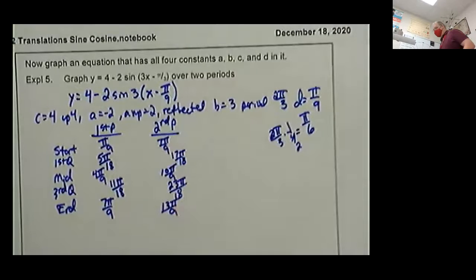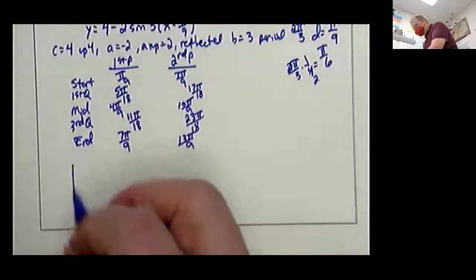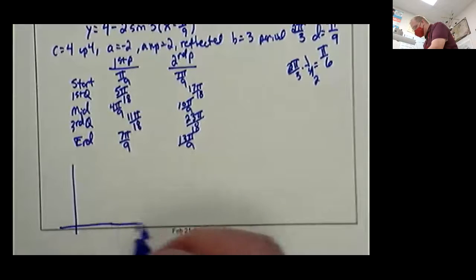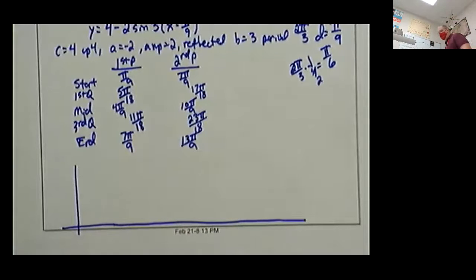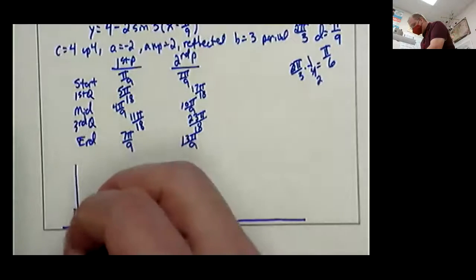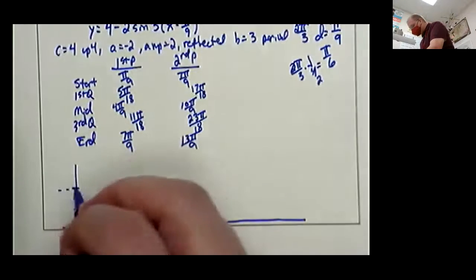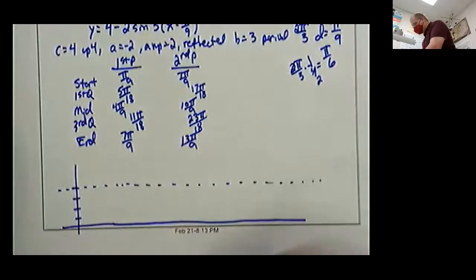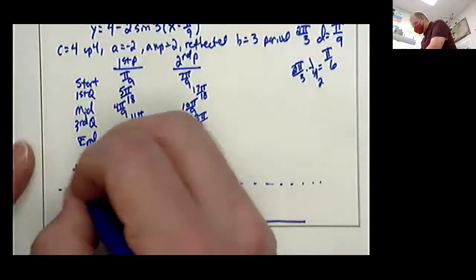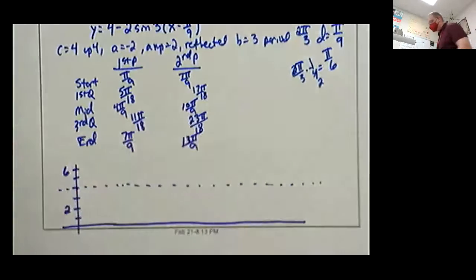Now we want to sketch our graph. I know we're going up, so I'm going to put my horizontal axis down at the bottom. And we have a vertical shift by 4. So here's our vertical shift by 4. Then I want to sketch my amplitude. My amplitude goes up 2, so we're going up to 6, and from 4 back down to 2. So there's my amplitude of 2.